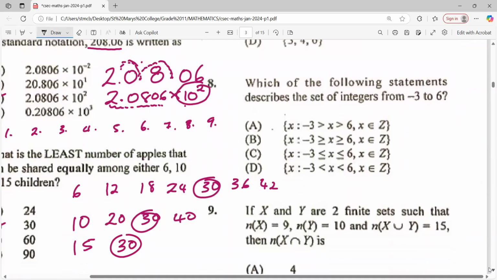Which of the following statements describes the set of integers from -3 to +6? So it's from -3 to +6. Now we can exclude A because guess what?